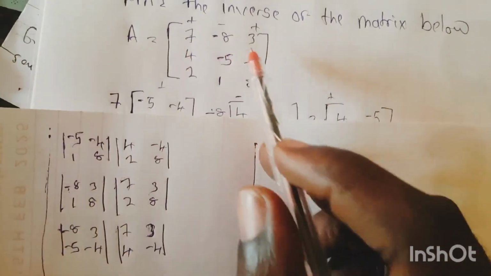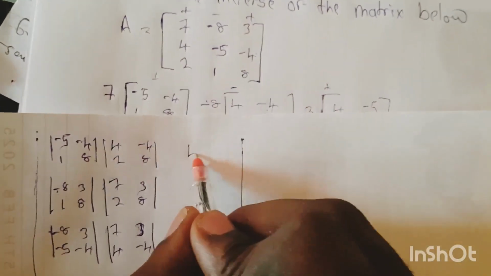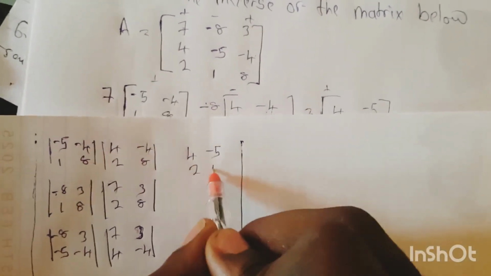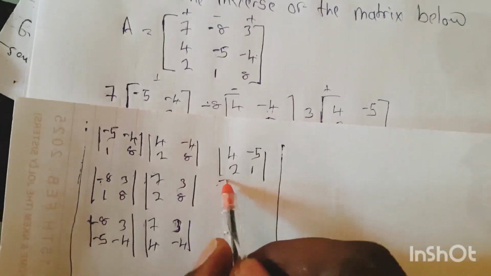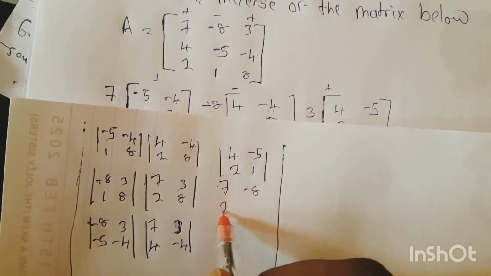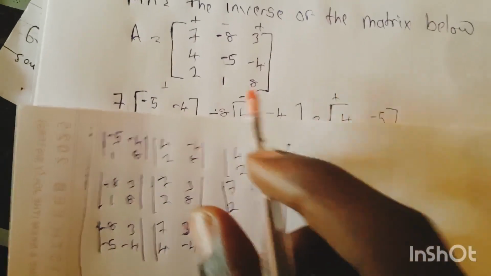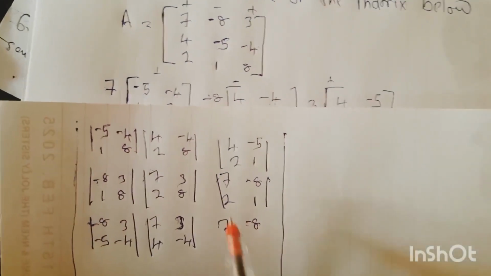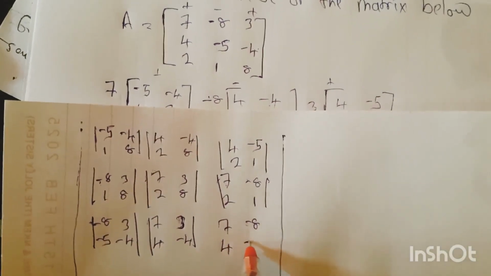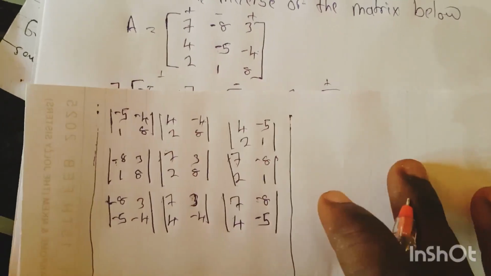Now we'll come to this side. So this one will strike here. If here strike here, we have 4, minus 5, 2, and 1. Then here strike here and strike here, we have 7, minus 8, 2, and 1. So this one strike here, we have 7, minus 8, 4, and minus 5. Okay, now we've gotten this.